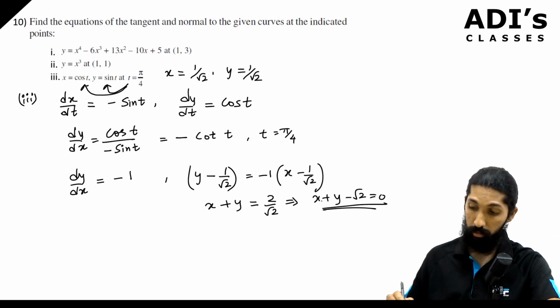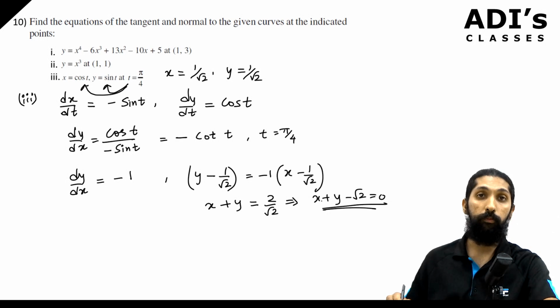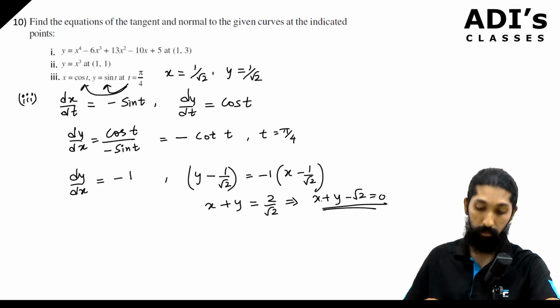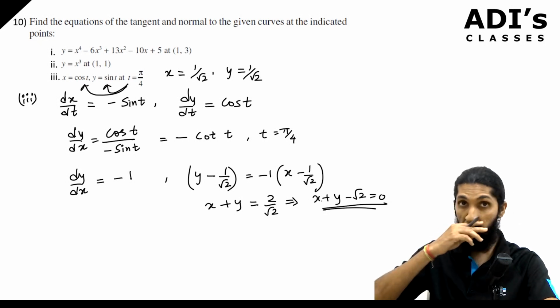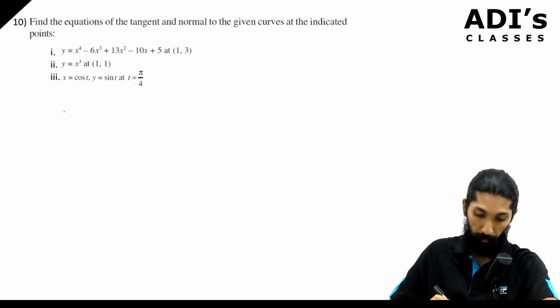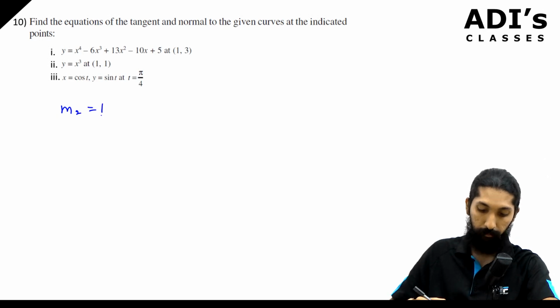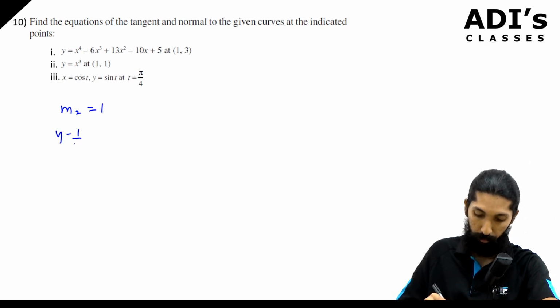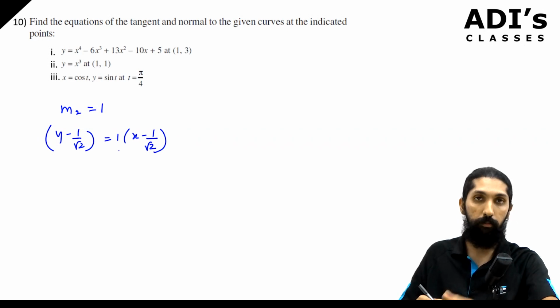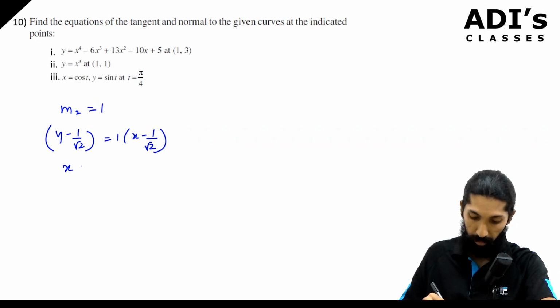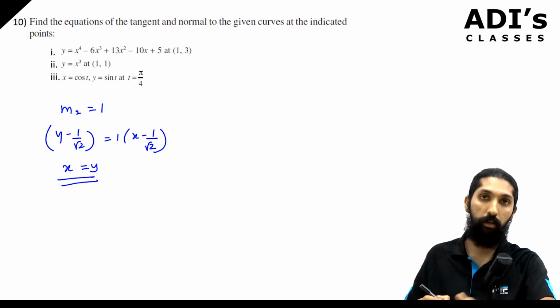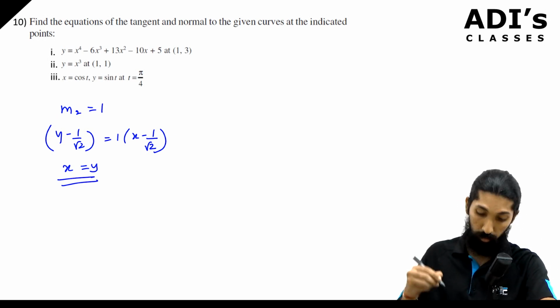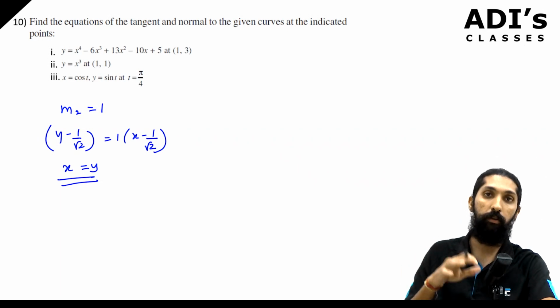Now this is the tangent equation. Now we'll do the slope of the normal. The slope of the normal will be plus 1, correct? So you have y minus 1 by root 2 is equal to 1 into x minus 1 by root 2, which basically, see, minus 1 by root 2 gets cancelled. That means you'll get x is equal to y, or y is equal to x. Fair enough? So this is the normal equation. The previous one was the tangent equation.